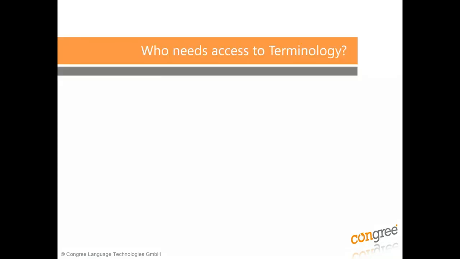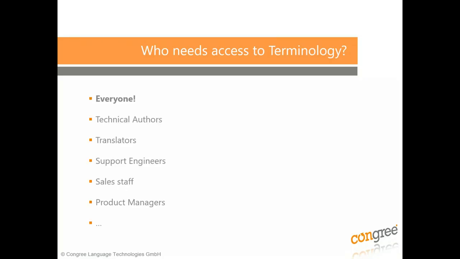Yeah, and to do that, who actually needs access to terminology? And that's, of course, everyone. So everyone who creates content, this is technical authors, translators, support engineers, sales staff, product managers, the list can go on. So everyone in a company who creates content should be aware of the terminology rules, should be aware how a product should be named. No one should be left alone here and have to decide by themselves how to name a certain product, because this is how you get inconsistency and this is how you confuse your customer.